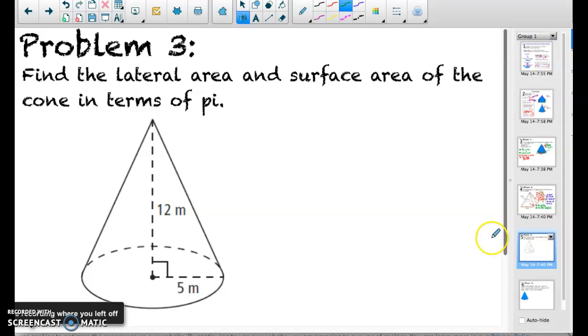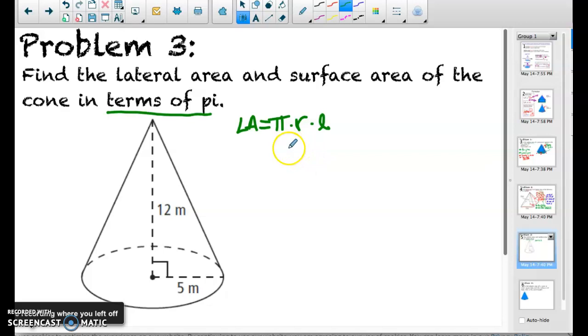Okay, now let's talk about the lateral area and surface area of the cone in terms of pi. Don't forget, in terms of pi means just leave pi on the end of your answer. You're not typing in 3.14 into the calculator. So first let's talk lateral area. I'm going to write down the formula first. I always write down my formula first, figure out what do I need, do I have enough information, and then I go from there. So for lateral area, I have pi times radius times slant height.